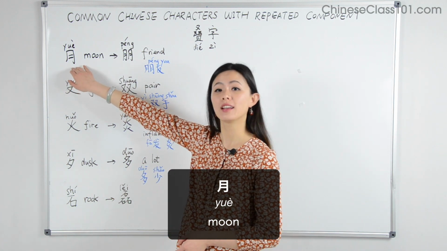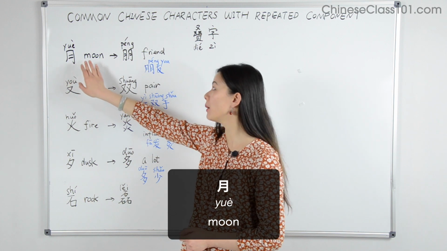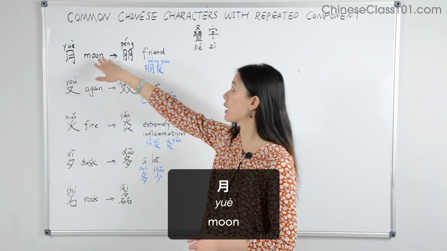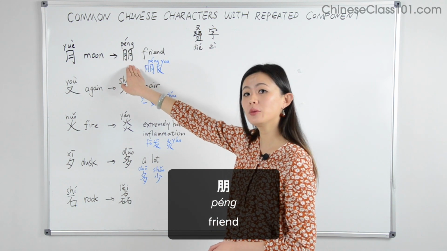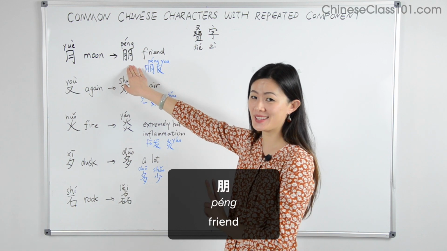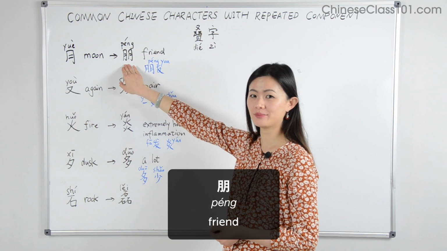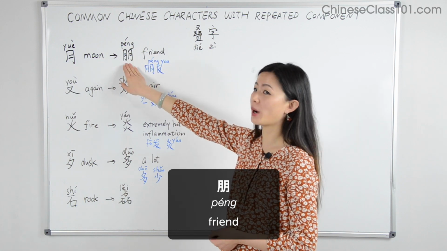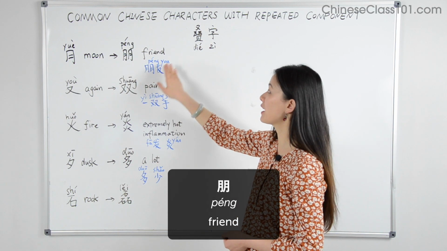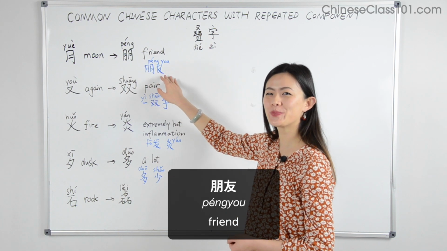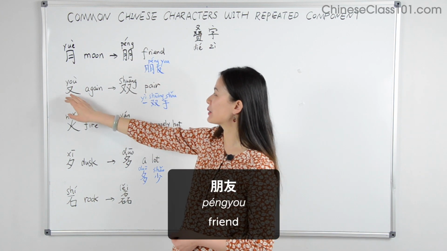The first one is 月. 月 by itself means moon. Now we have two 月 in this Hanzi. So 两个月亮, two moons side by side, becomes friend. So 朋 means friend. 朋. And a very common everyday word for friend is 朋友. 朋友.